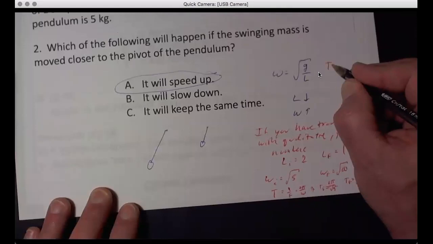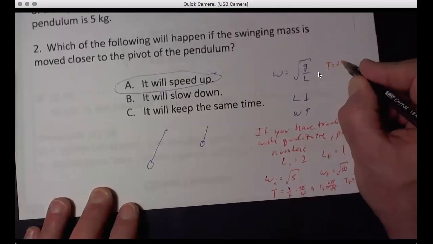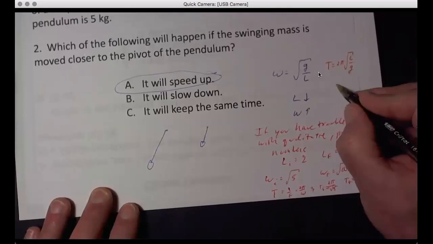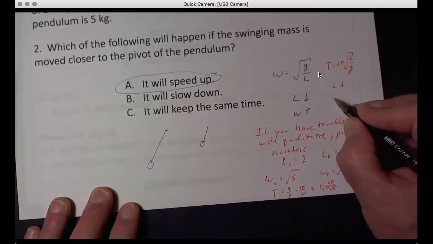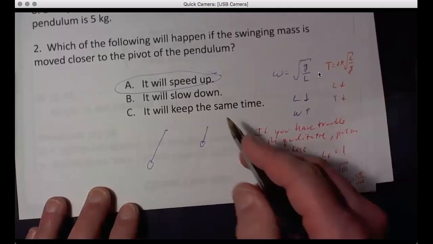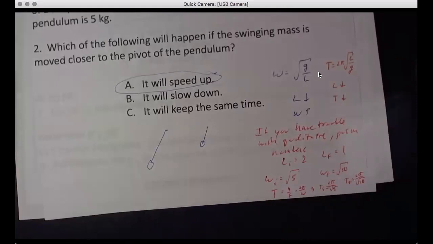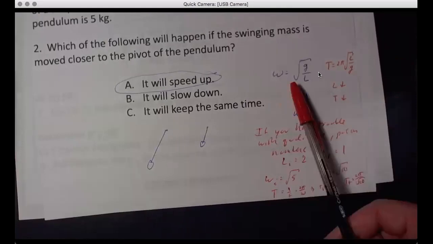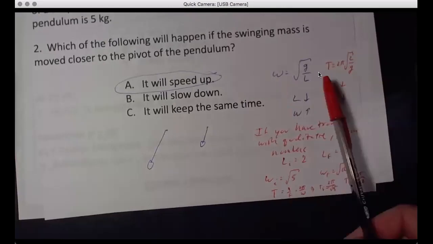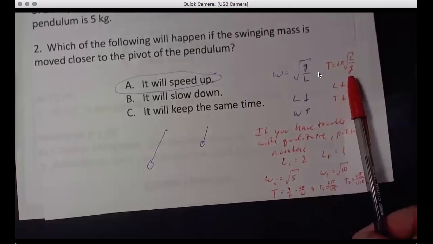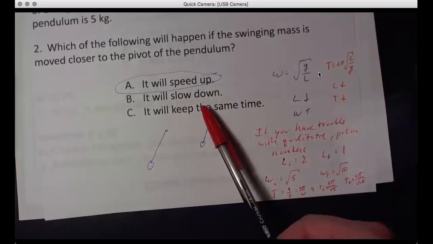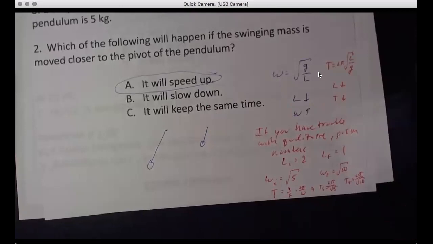T is equal to 2 pi the square root of L over G. So L down, time down, faster. So depending on how you want to think about it, some of you will say higher frequency is sped up, and others will say, no, I want the period. I want to see a shorter period to speed up or slow down. Either way is fine, so long as it works.